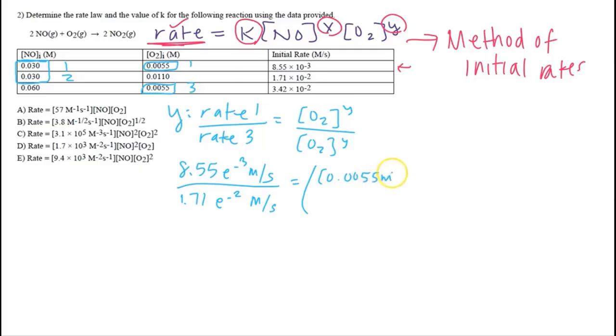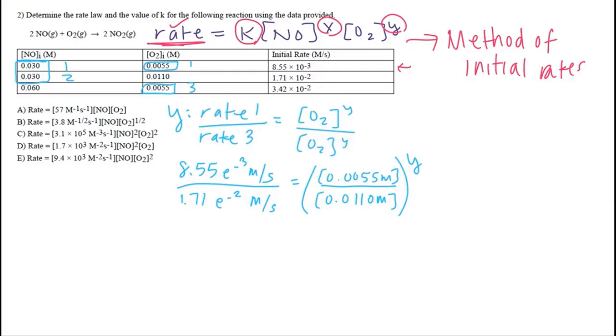This entire thing is equal to concentration of O2 for the first rate, 0.0055 molar. And then, of course, the concentration of O2 at rate 2 here, which is going to be 0.0110 molar. Boom. And this entire thing is raised to Y. Why can I do this? Instead of having them divide by each other, because they're both going to be raised to Y, I just simplified that. Okay?